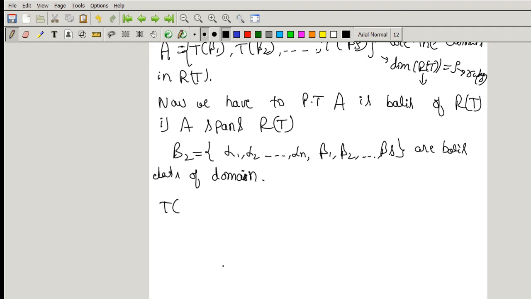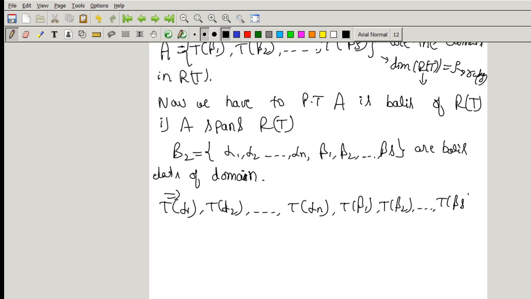Hence T of alpha 1, T of alpha 2, so on up to T of alpha n, and T of beta 1, T of beta 2, up to T of beta S. These are the images of basis elements of the domain space. Images of these basis elements span R of T.